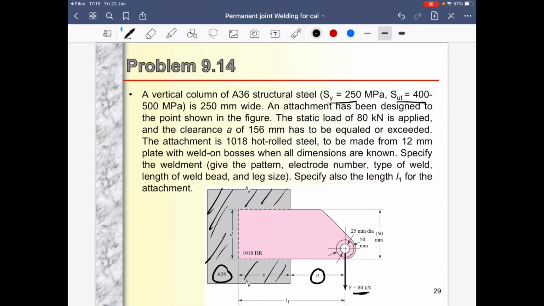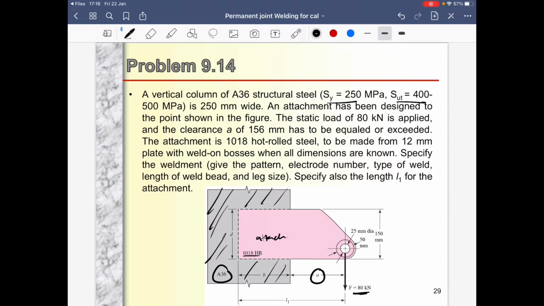So 156 mm. The attachment of 1018 hot rolled steel, this is the attachment. Hot rolled steel 1018 to be made from 12 mm plate with welds, when all dimensions are known. So meaning we have to know all the dimensions and the properties first.